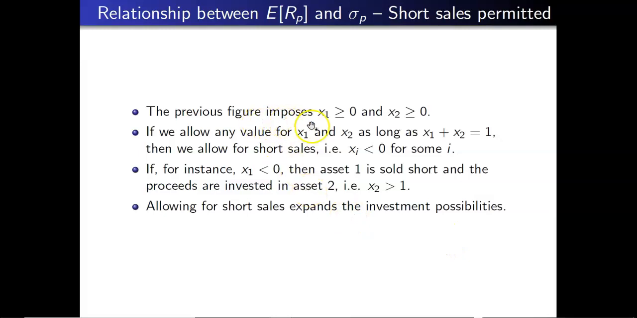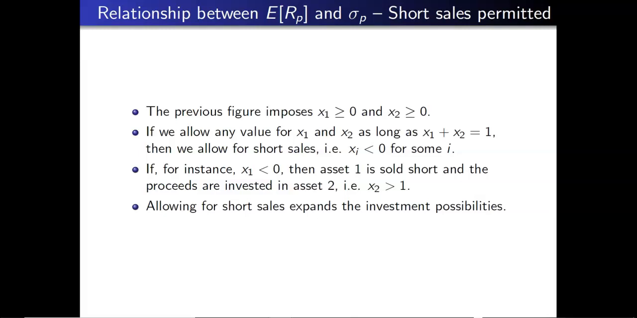So the previous figure imposes that the weights be non-negative. Okay, so we couldn't move away from B at the bottom or away from A at the top. But suppose you can do whatever you want. So the weight in one asset can be smaller than 0, and the weight in the other asset can be greater than 1. So when the weights are all above 0, what does that mean? If you have $100 to invest, some of it will be in A, some of it will be in B. And the total money invested will be $100.